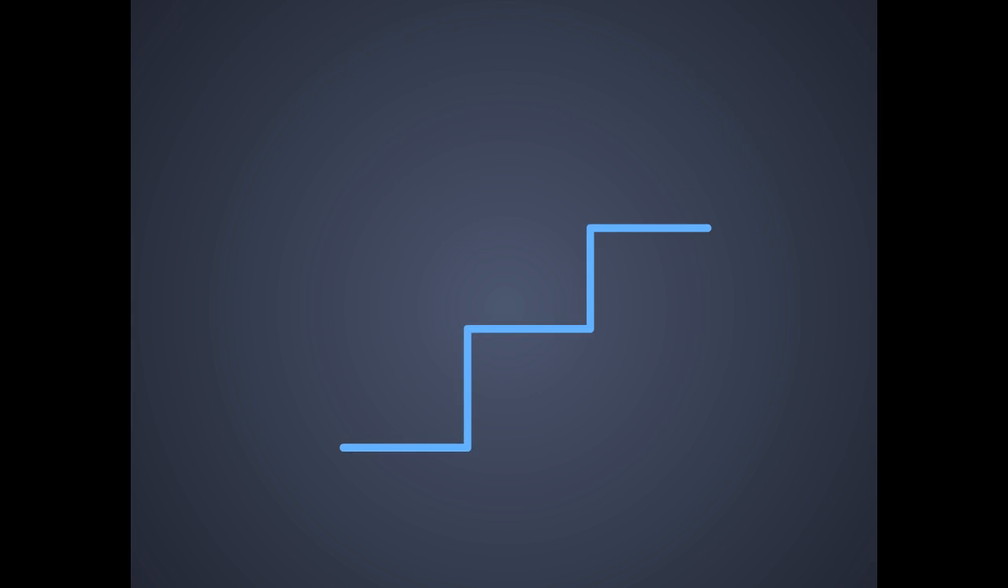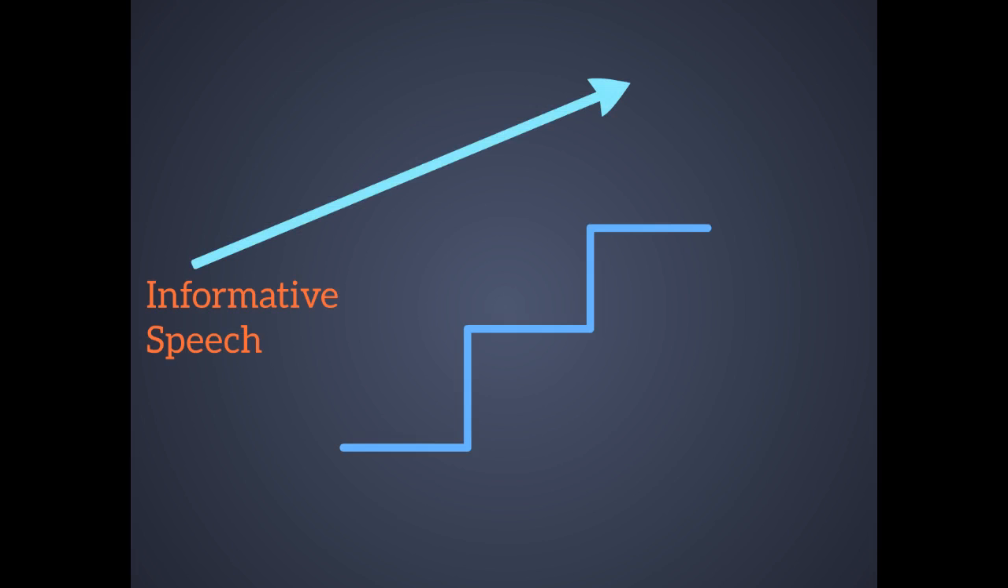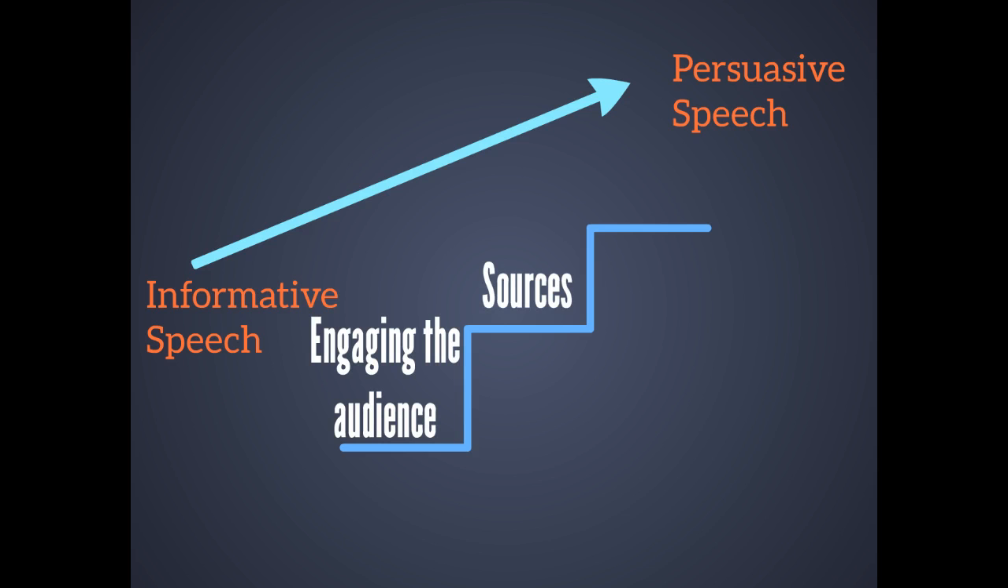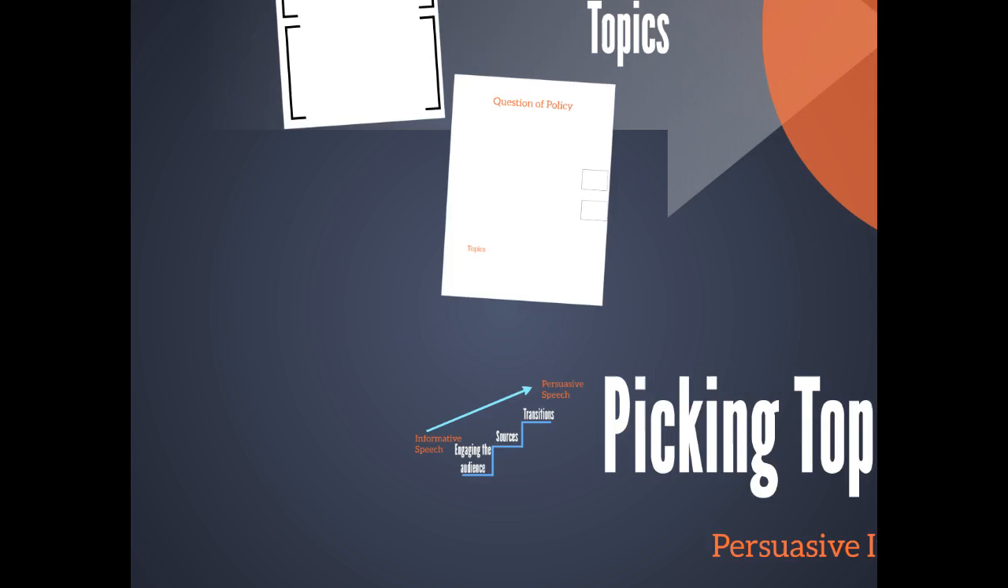Before I start talking about that, one thing I want to remind you about is because we've moved on to persuasion, what we learned in the informative speech, we're going to be taking to the persuasive speech. So things like engaging the audience, sources, transitions. I'm not going to be talking about that this time, but that's still something I'm expecting for the next speech. Just because it's not addressed doesn't mean you don't need to apply it. We're building like building blocks. Each time we move on to another speech, what we learned in the earlier speech carries on.